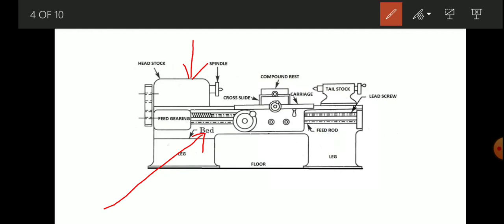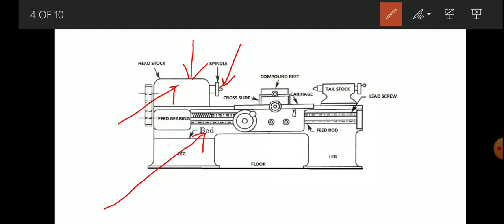Now let us see what is headstock. Headstock is placed permanently at the left end of the lathe, and it is provided with a hollow spindle. Here we can see a spindle, and there is a mechanism for driving the spindle. All these parts are housed in the headstock casting.